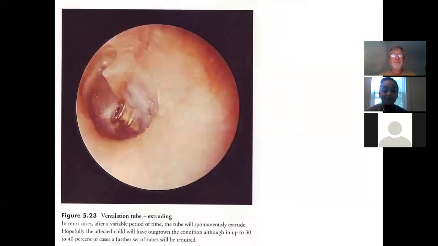That's great. Here's another ventilation tube, but this one's here kind of grown in. But here, hopefully it will spontaneously extrude after a bit of time. Hopefully the affected child will have outgrown the condition, although in 30 to 40% of cases, a further set of tubes is often required. But this is a tube that is now beginning to fall out.